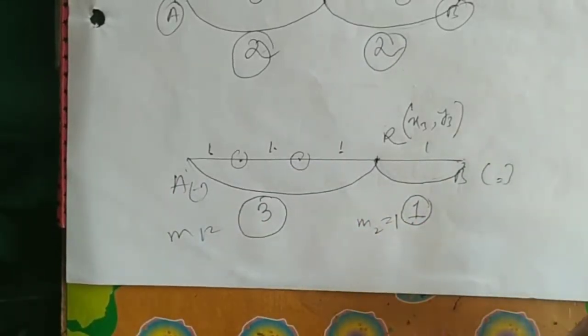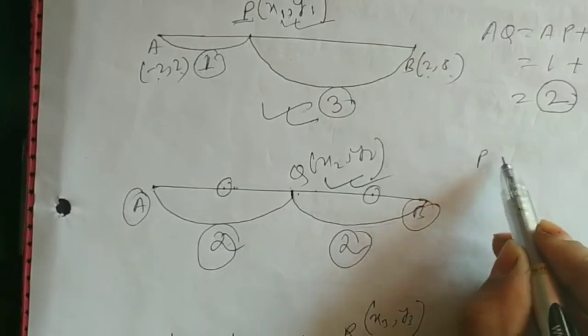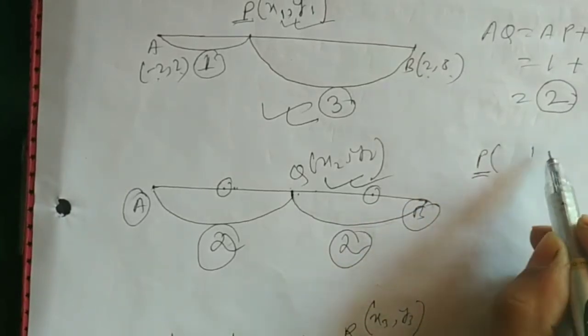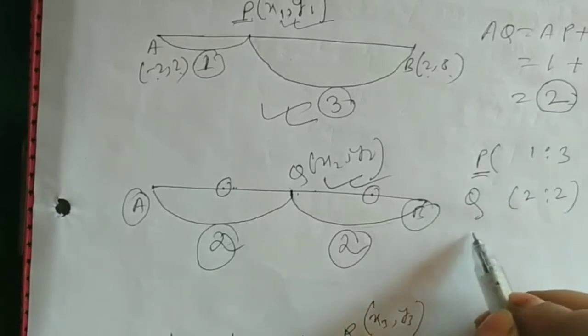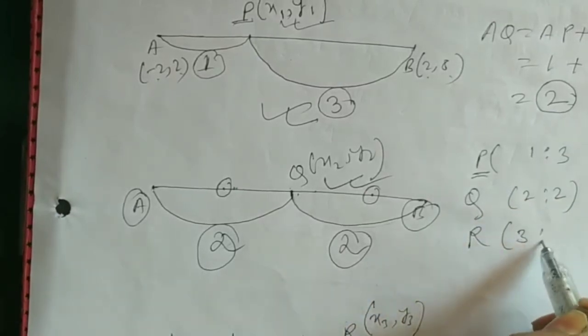So take in the first row P for you. In case of P, the ratio is 1 is to 3. In case of Q, the ratio is 2 is to 2. In case of R, the ratio is 3 is to 1.